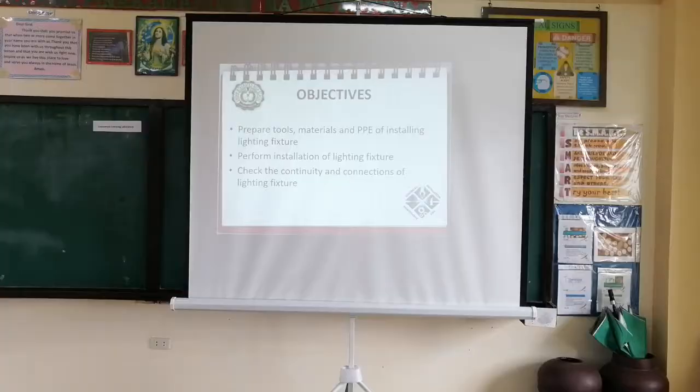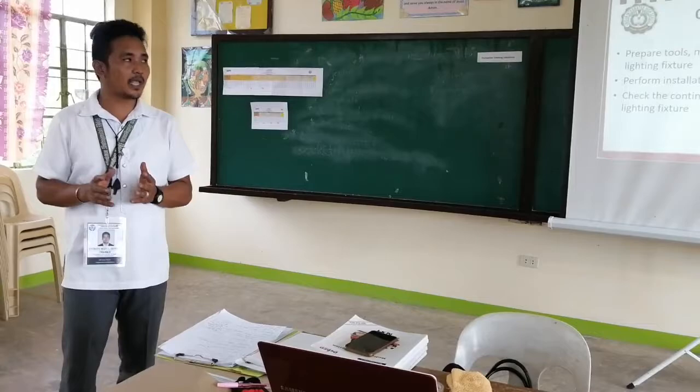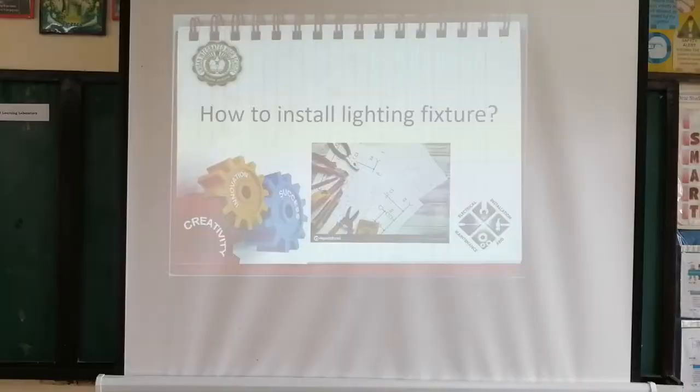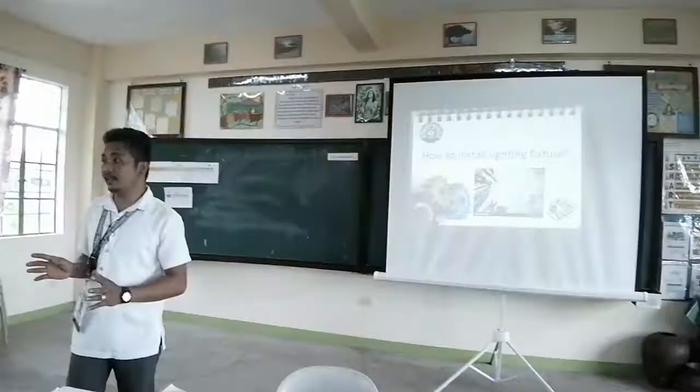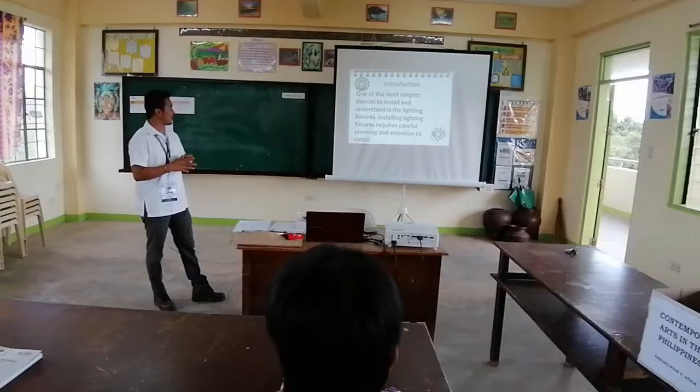So our objectives in this competency: first, you need to prepare tools, materials, and personal protective equipment for installing lighting fixtures. Our second objective is to perform installation of lighting fixtures. And you need to check the continuity and the connections of the lighting fixtures. So how do we install electrical lighting fixtures? One of the simplest devices to install, and one you have to understand, is the lighting fixture.